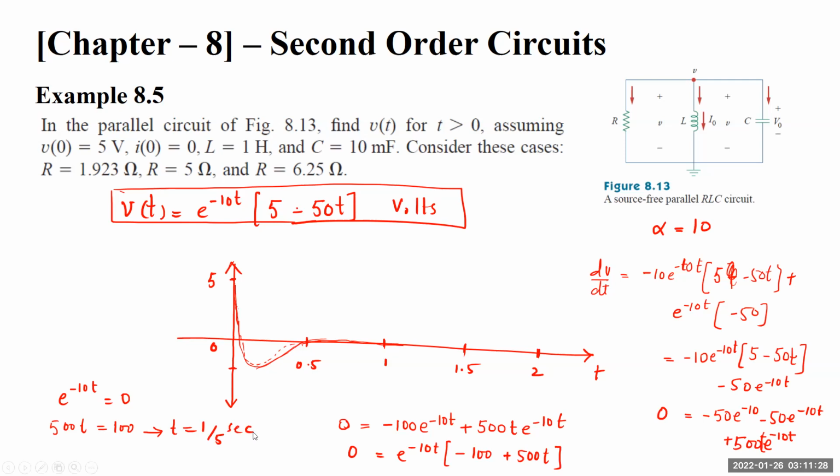So around 1 by 5 seconds, or 0.2 seconds, this value will be approaching its extreme value, because at time t equals this. So this is approximately 0.2 seconds. Around about this value will be the extreme value, and this value will be approaching near to 1, something around that.